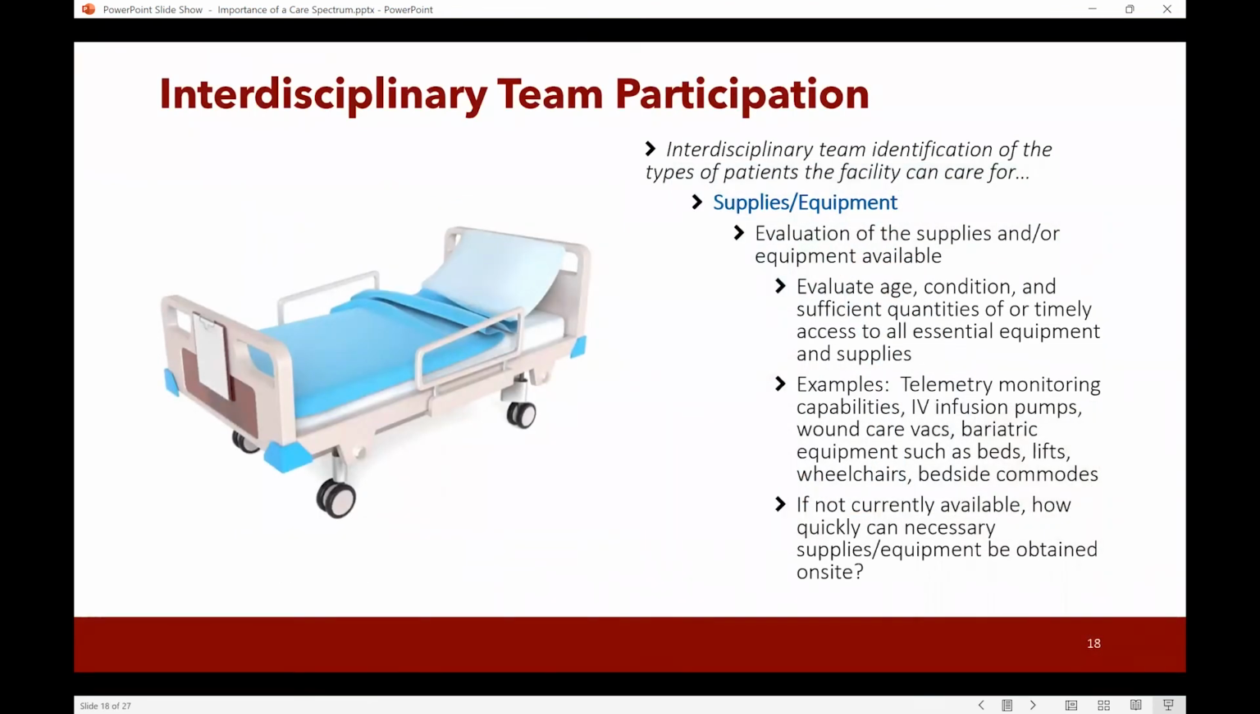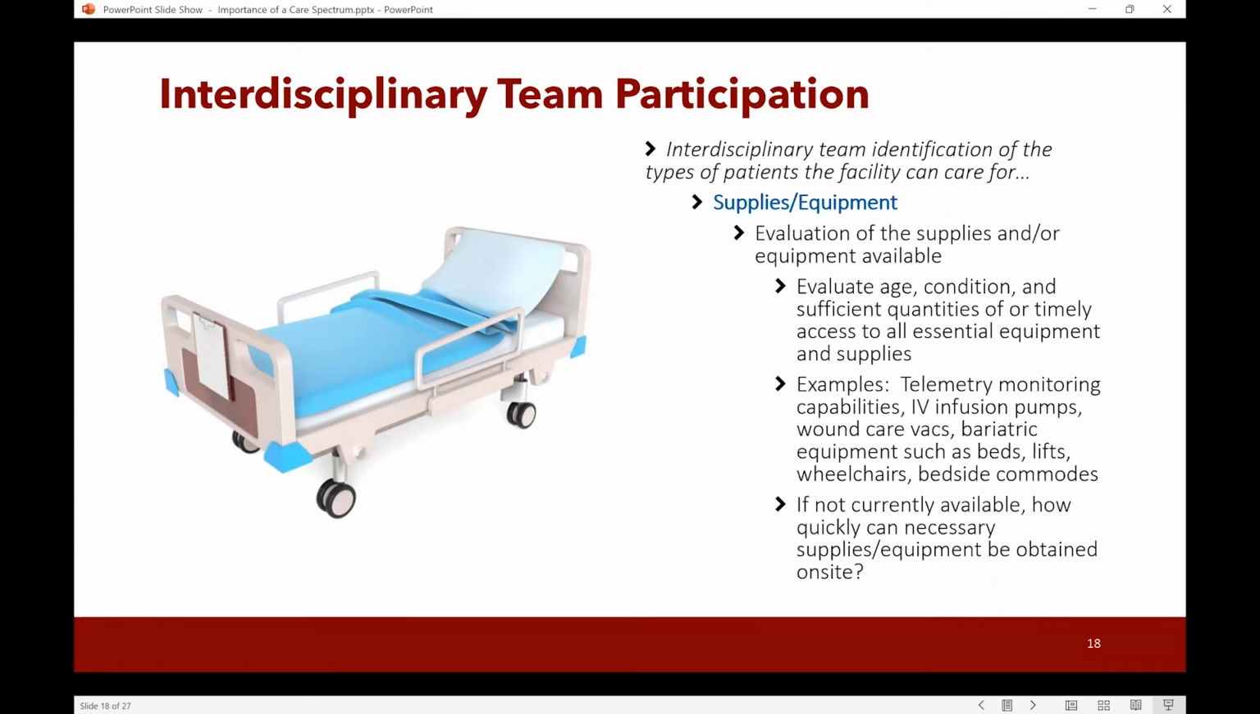Supplies and equipment is really important. We don't want to start bringing in patients that we don't have the right equipment and the right supplies for. When we evaluate transfers out of our organization, are we seeing patients that we've transferred out because we don't have certain supplies or certain equipment? So we want to look at all of our equipment, evaluate the age of the equipment, condition. Do we have enough of it? Do we have access in a timely manner to certain things, such as maybe bariatric beds?